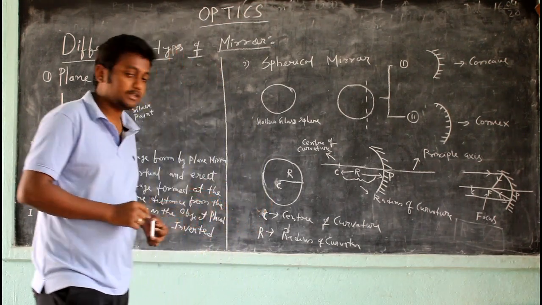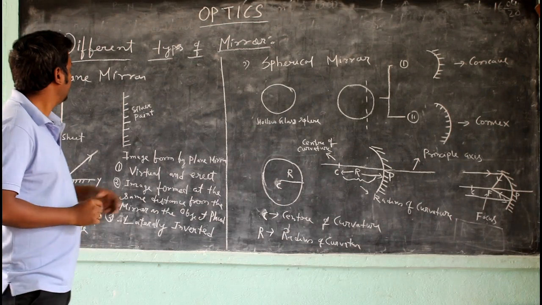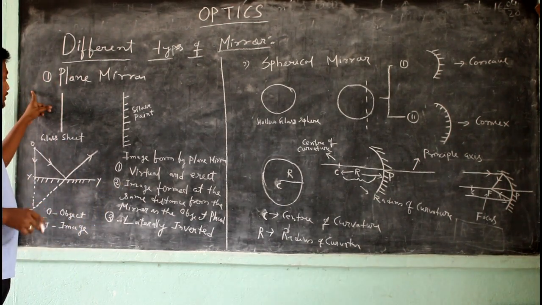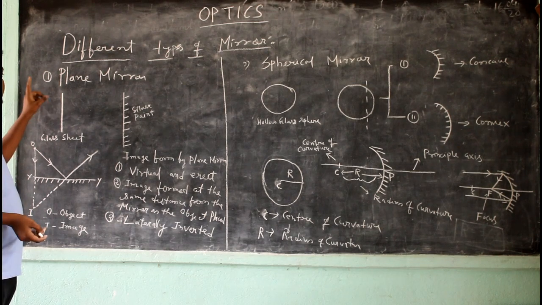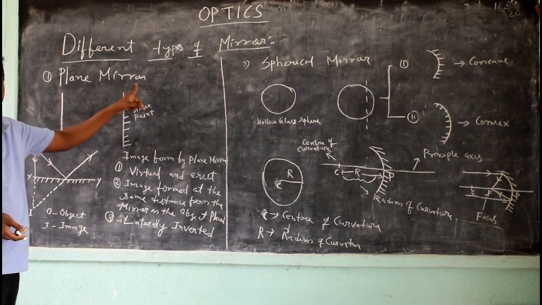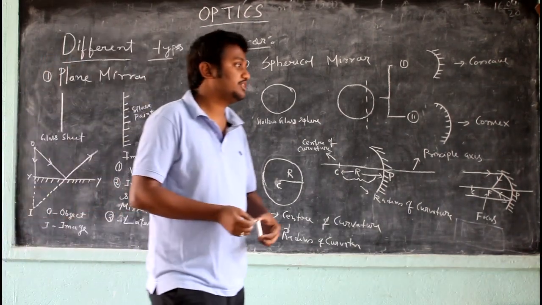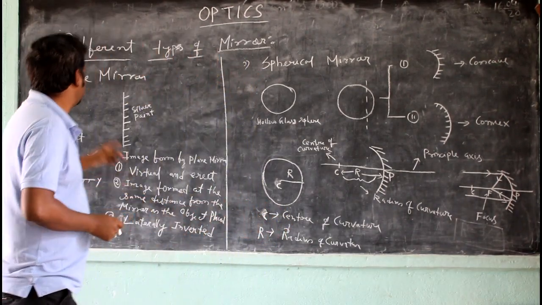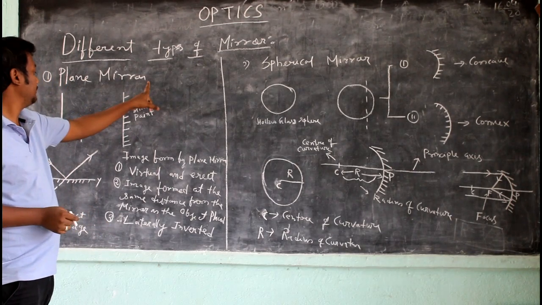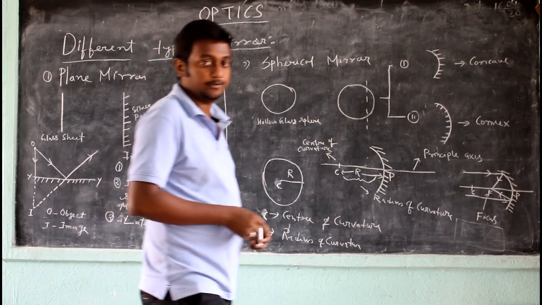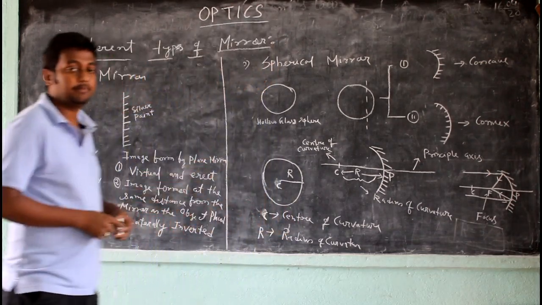Today, I am going to discuss different types of mirrors. Now, first of all, the main basic one which we use in daily life, that is the plane mirror. The mirror which we use at home is called a plane mirror. So how do we prepare a plane mirror? How do we make a plane mirror?